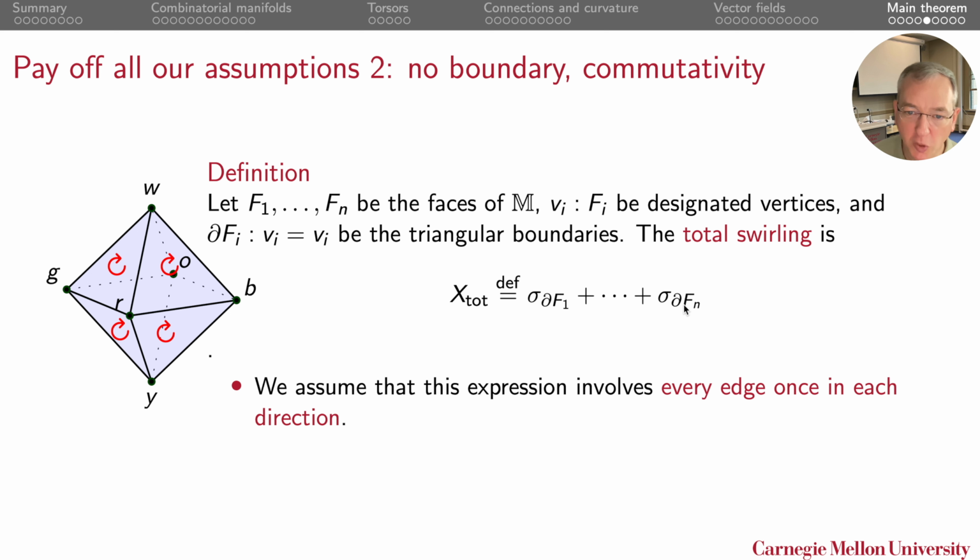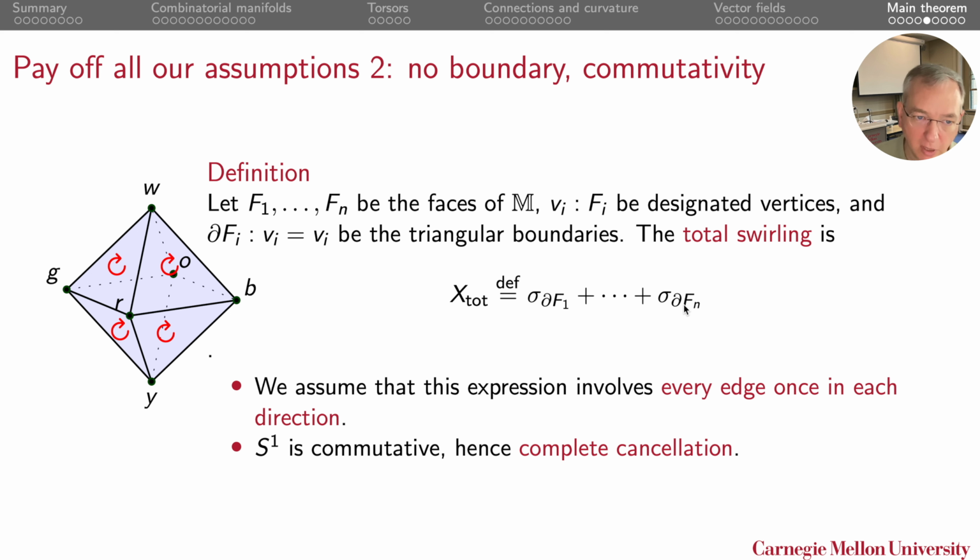And because we just proved that each of those sigma delta Fi's, which is a concatenation of three sigmas on three edges, because we proved cancellation, this completely cancels this X-tot. X-tot is just ruffle, ruffle of base. S1 is commutative.